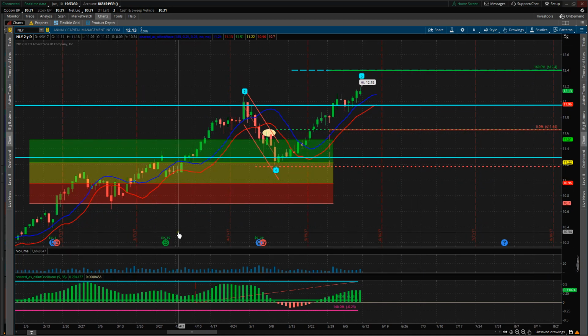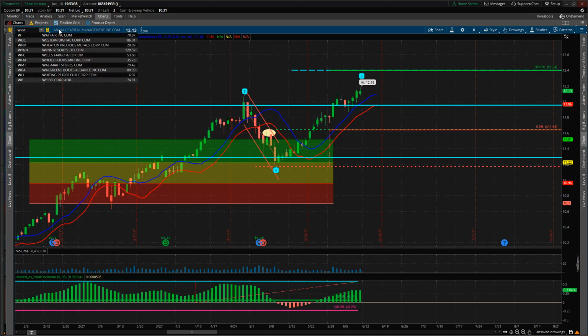so the next one, so the next 2 are 2 very recent trades. They only triggered in the last couple of days of last week.